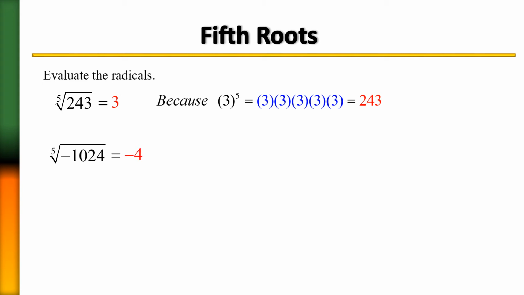If you said negative 4, that is correct. If you were to multiply the negative 4, 5 times, it is going to equal negative 1024. And there you have it, fifth roots.